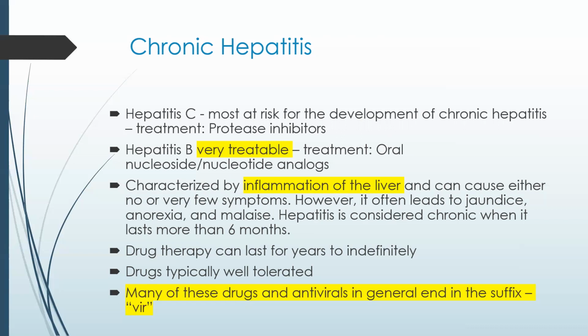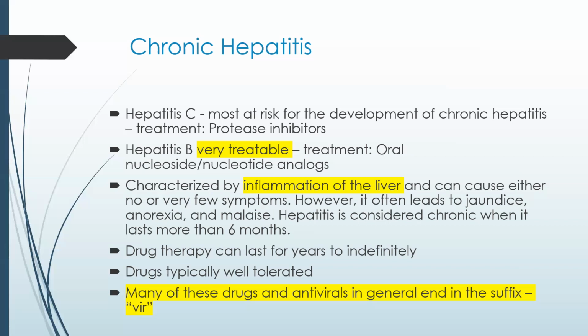Characterized by inflammation of the liver, hepatitis, liver-itis, inflammation, pretty easy to remember that. It can cause either no or very few symptoms. However, it often leads to jaundice, anorexia, and malaise. Hepatitis is considered chronic when it lasts more than 6 months.